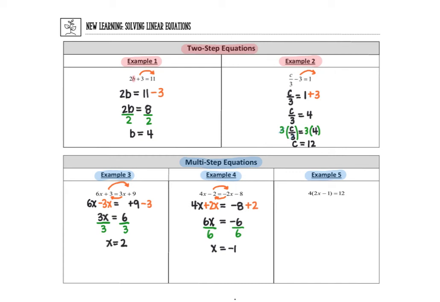In example 5, we will need to use the distributive property. We will need to multiply the 4 outside of the brackets with each item within the brackets. As we multiply 4 by 2x, we get 8x, and we multiply 4 by negative 1, we get negative 4. This will be equal to 12. We will move the negative 4 to the right-hand side where it will become positive 4, and we will be left with 8x equals positive 16. Now we can divide both sides by 8, and that will give us x is equal to 2.